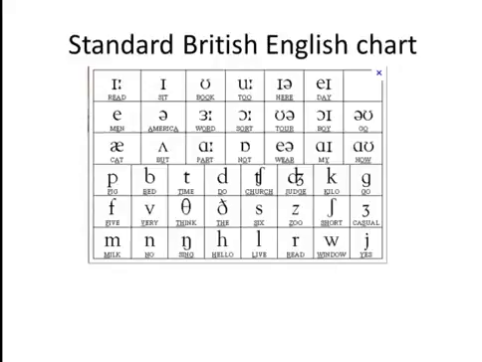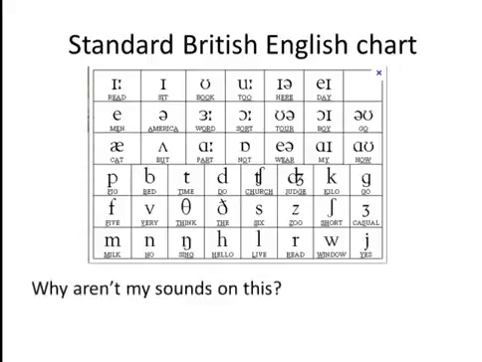This is the phonemic chart for standard British English. Now that's important because you might be looking at this and go, well, I make a sound and it's not on here. Why are my sounds not on this? If you're American, for example, the a in cat, the way that you say that, isn't on this chart. And it isn't on this chart because this is the standard British English, RP, received pronunciation chart.